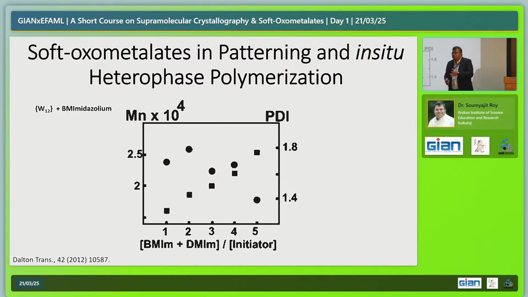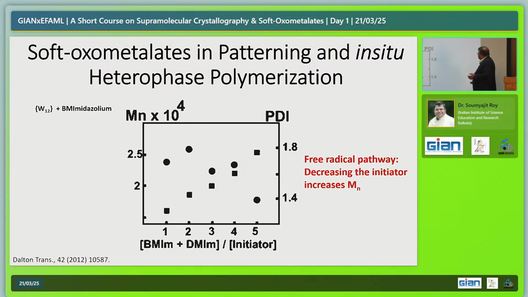And this is from your basic knowledge of polymer science: if you add more initiator, then you have many more radicals. Because those radicals are so much more numerous, the chain length that you can create is much shorter, as compared to if you put in less radical, and then you get a much higher molecular weight. And this is what we had observed earlier. So this shows that it's a free radical pathway, where decreasing the initiator increases the molecular weight. This is one of the acid tests for a free radical pathway.